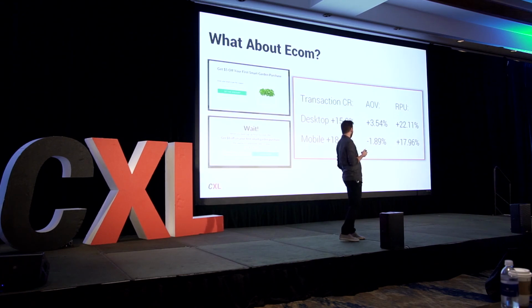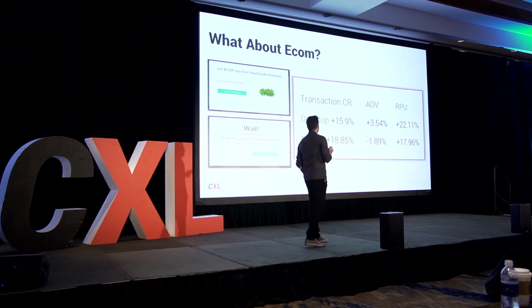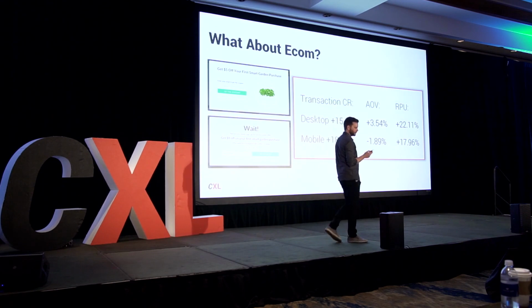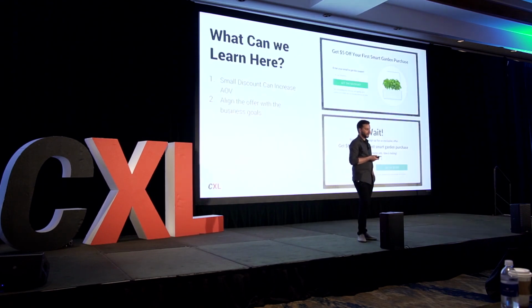Okay, a little bit better, hey? So we got 16% lift in transactions on desktop and about 19% on mobile. AOV had a nice lift on desktop, 3.5%. A little bit of a drop on mobile. But it still worked out to be about 18% lift in revenue per user for mobile and 22% for desktop. So, much better. What can we learn from this?